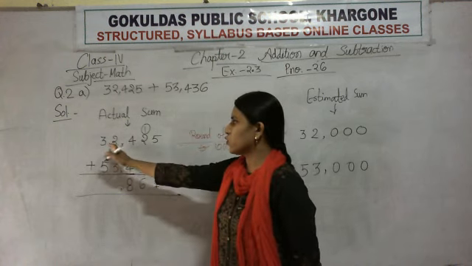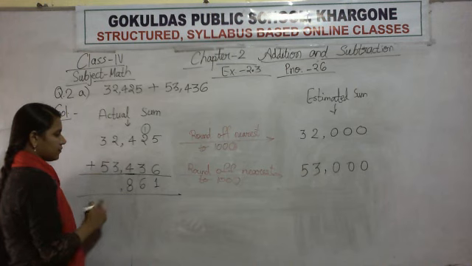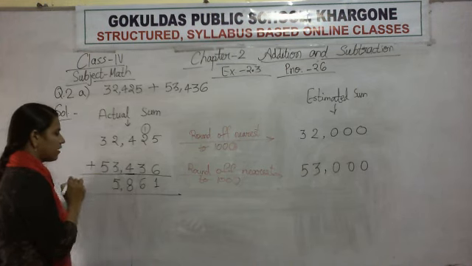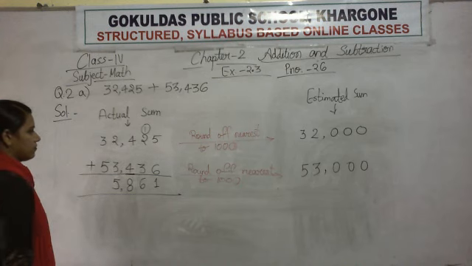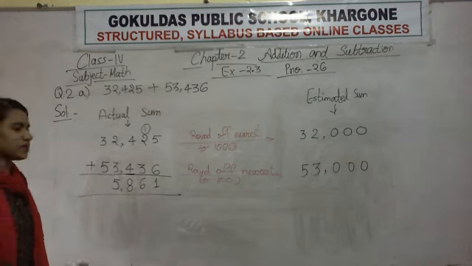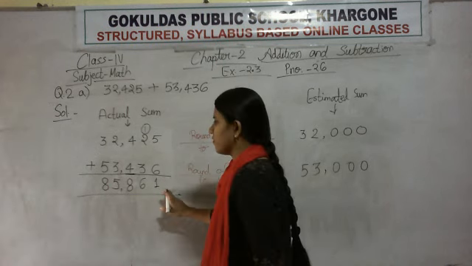Okay. Now next column, add the digits. 2 plus 3. 2 plus 3 is 5. Now add the digits in the last column. 3 plus 5. 3 plus 5 is 8. Very good. This is our actual sum.